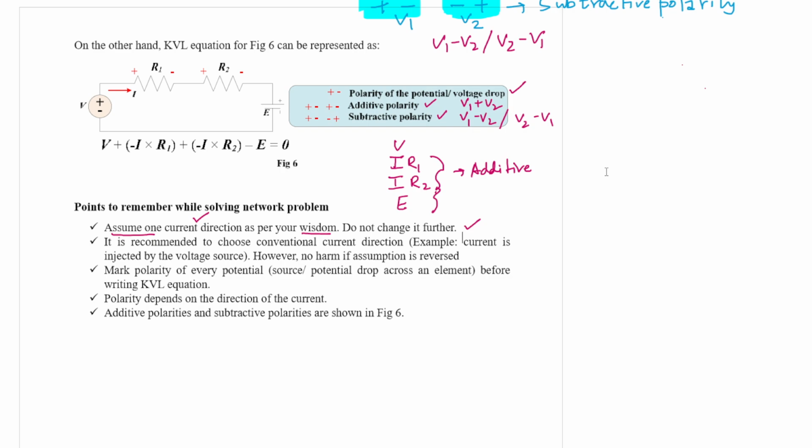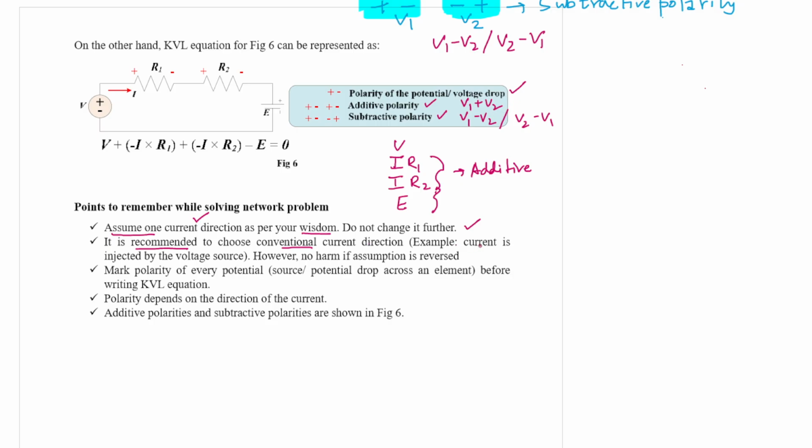There is no strict rule that you must choose clockwise or anti-clockwise. It is absolutely your wisdom, your choice what to select. However, it is always recommended to choose the conventional current direction. What is the conventional current direction?